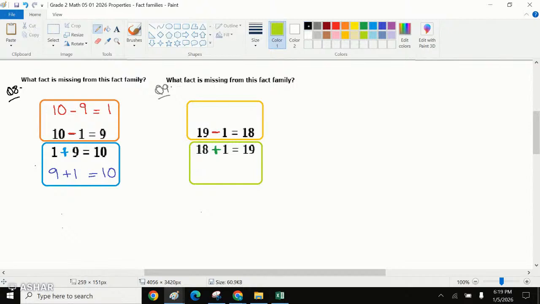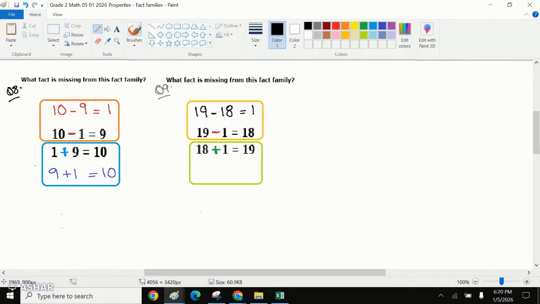So for the negative, we can say it was 19 minus 1 was 18, right? Then it should be 19 minus 18 should be equals to 1. In this way, we have both the negative statements. Yes, thank you, May.